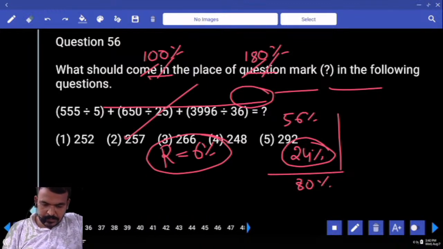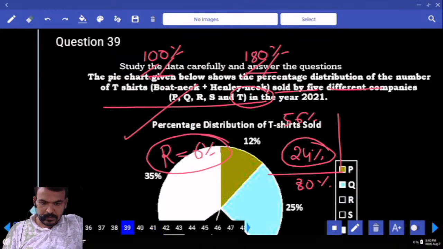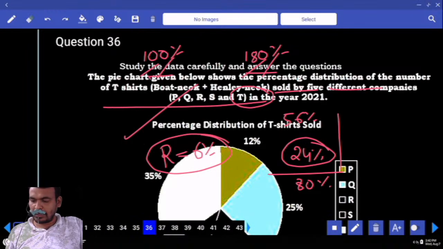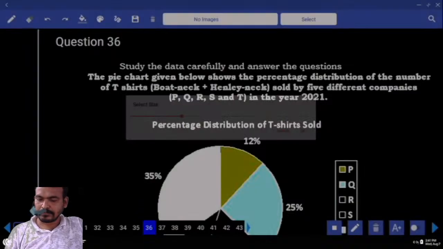Next. Arithmetic questions complete. Pie chart question number 36.